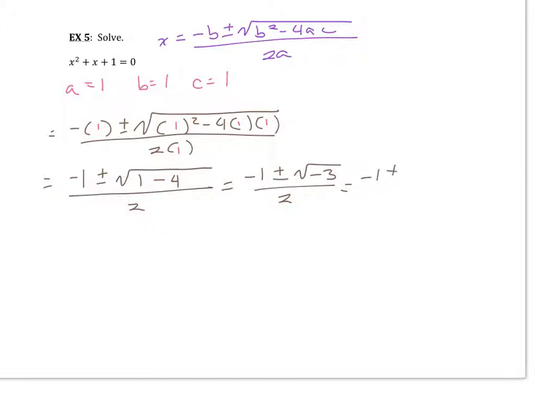Negative 1 plus or minus. Now, remember, this is no different than the square root of 3 times the square root of negative 1. Wouldn't you agree? So how do I write that without the negative underneath? Yeah, we like to write the i, so the square root of negative 1 is i. We like to write the i in front of the radical so it doesn't look like it's under the radical. So we're going to write this as i radical 3, all divided by 2.